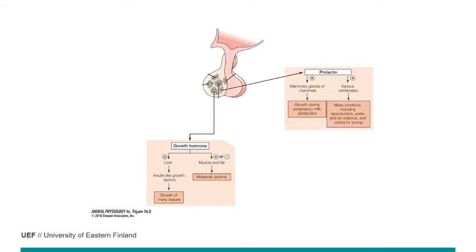Then we have prolactin. In mammals, it's easy to remember that it's related to the growth of the mammary glands and milk production, etc. But it's also used in other vertebrates. So it's not only a mammalian hormone. It's related to reproduction, or water and ion balance, etc.